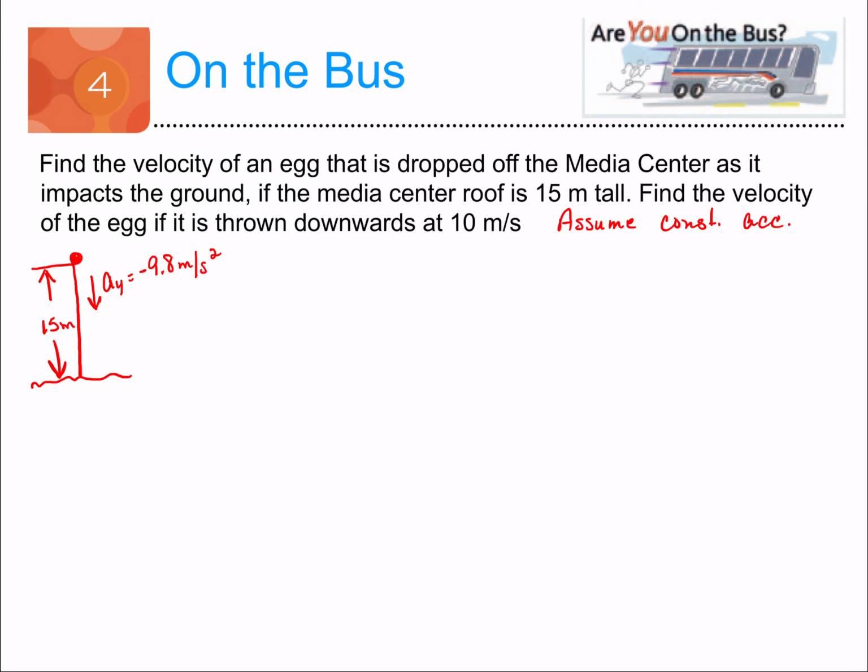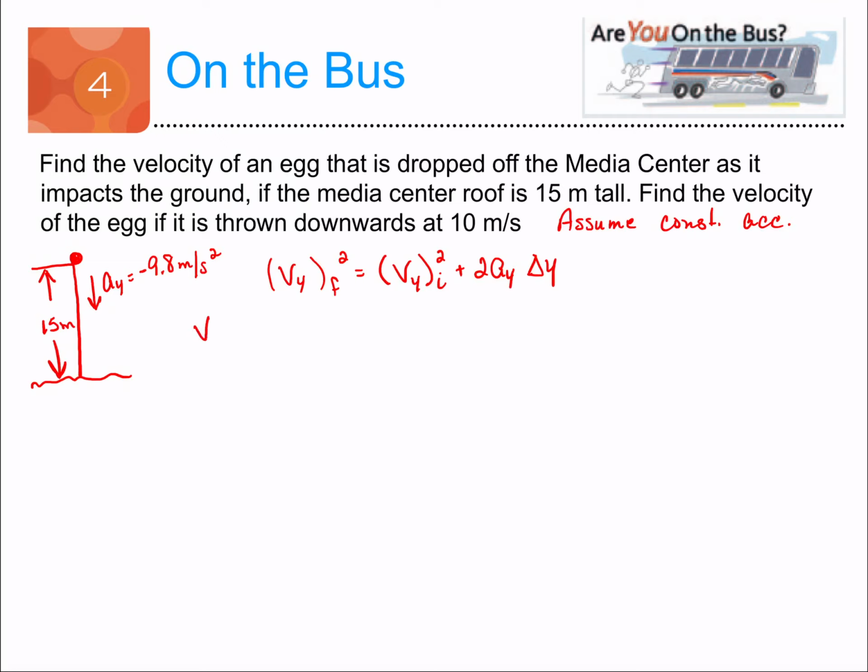which should ring a bell and tell you that you need a kinematic equation. So go back to chapter 2 and 3 and look at your kinematic equations. And the one we're going to use is the third one, where we have Vy final squared is going to equal Vy initial squared plus 2ay delta y. So why did we choose this equation? Well, we know initially the egg is just sitting there.